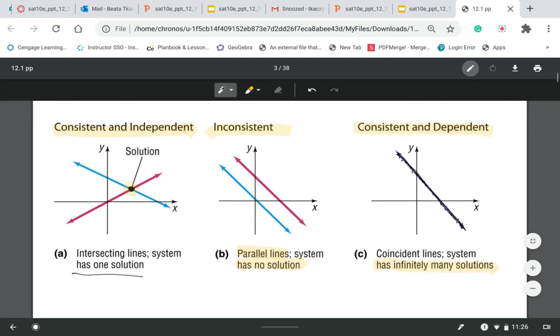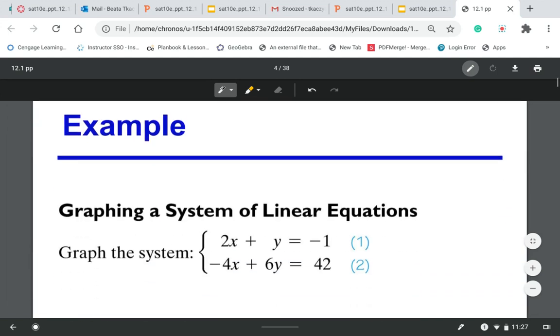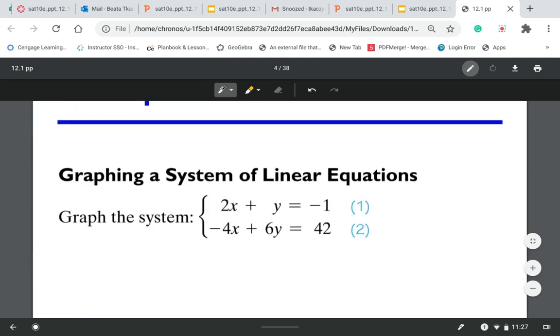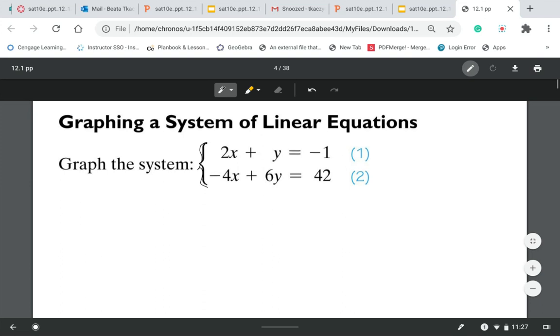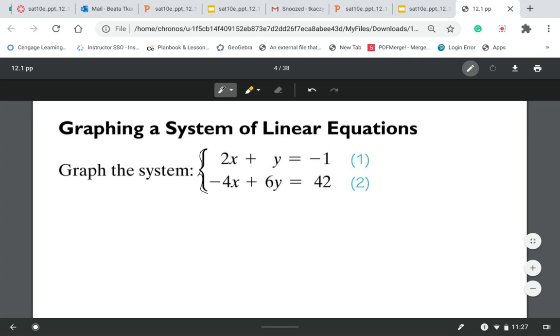Okay. So next, we're going to move to the first example, where we're going to practice graphing a system of linear equations. Like you guys see, you have two straight lines. How are you going to know that it's a system? We're using those extra fancy parentheses. The first equation, the first straight line graph, is 2x plus y equals -1. And the second straight line we're graphing is -4x plus 6y equals 42. So we're going to solve the system by graphing.